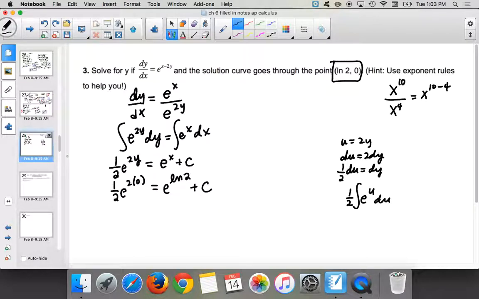I tried to be nice to you, because what's e to the natural log of 2? 2. So I tried to make it something that was going to be nice. So 2 plus c equals 1/2 e to the 0, which is 1/2. So then c is equal to negative 3 over 2.